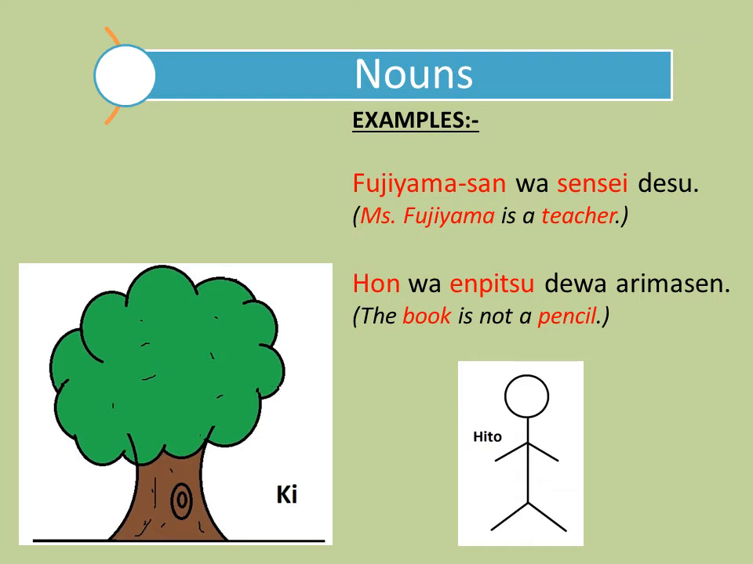You will notice what are these wa and dewa arimasen in the examples. Just think about wa to be the verb to be, or the auxiliary verb is, and dewa arimasen is is not. And wa is a particle. We will talk about it later. So, hon wa enpitsu dewa arimasen. The book is not a pencil. Is not is the dewa arimasen part.